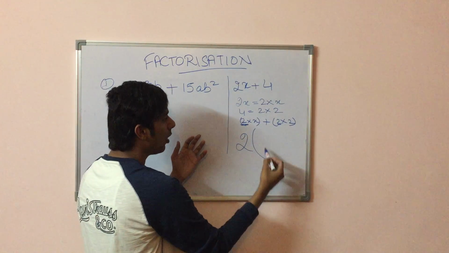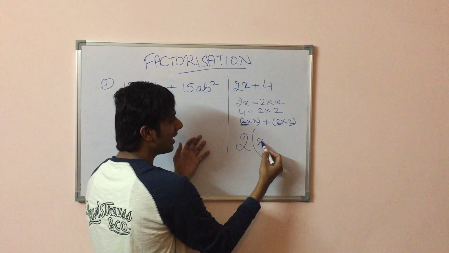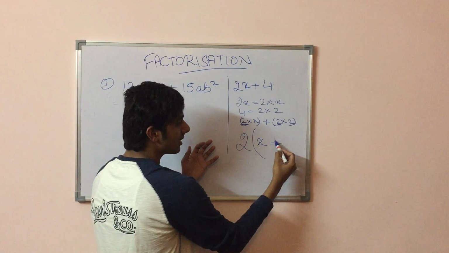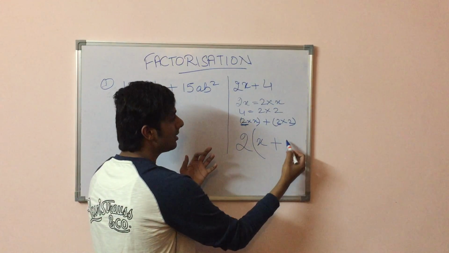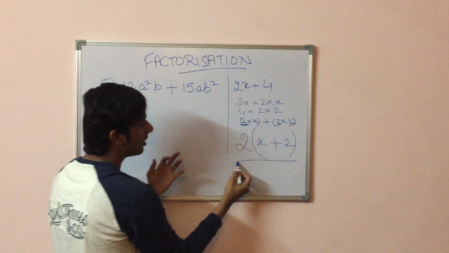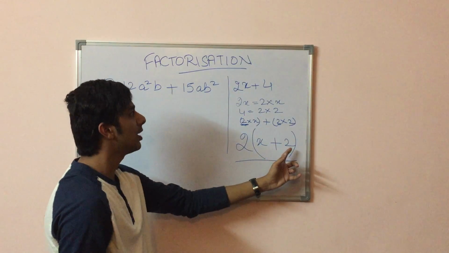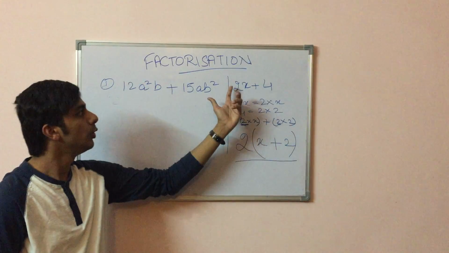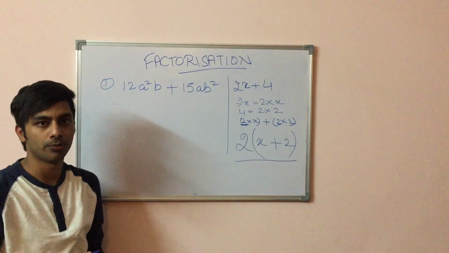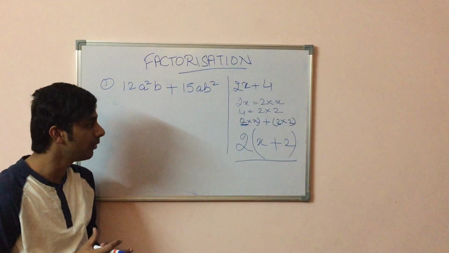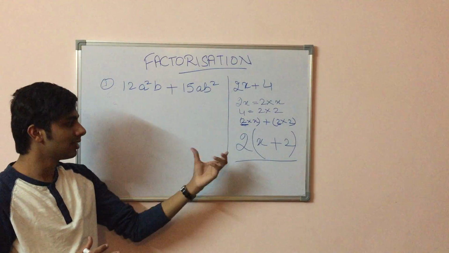And what is left now? In this bracket, it is x left. In between, it is a sign of plus. And in this, 2 left. So 2 bracket x plus 2 is the factor of 2x plus 4. Is everything clear with this? This is how we do it.